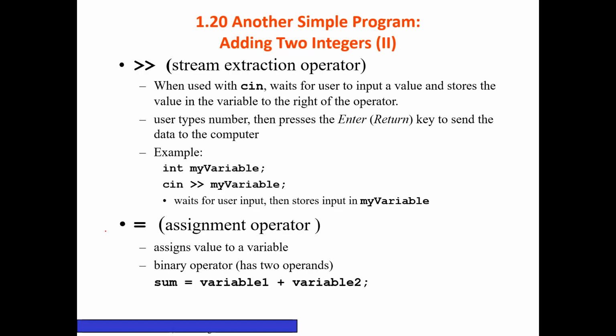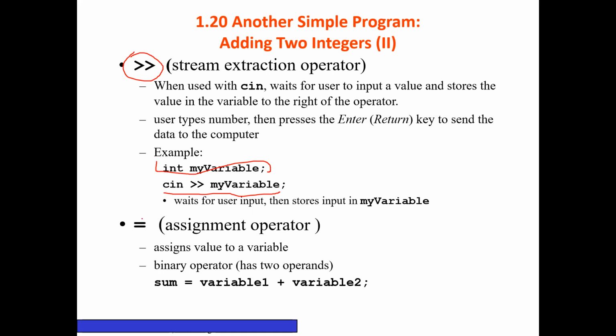This is the stream extraction operator. We use the stream extraction operator for inputting values into variables. Stream extraction means this is extracting a value from the keyboard and assigning it into the variable. For example, suppose we have the variable int my variable, and cin my variable will read a value for the variable my variable. So you can enter an integer type value, and this will be stored into the variable my variable.